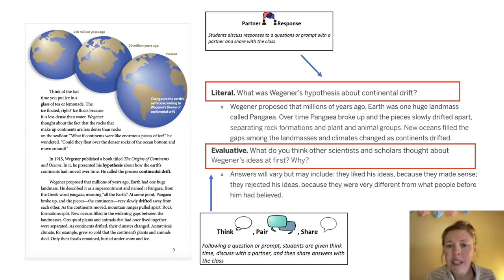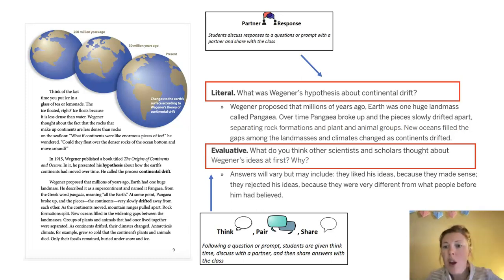In 1915, Wagner published a book titled The Origins of Continents and Oceans. In it, he presented his hypothesis. Remember, a hypothesis is an idea that has been suggested and may be true but has not yet been proven. So he presented his hypothesis about how the Earth's continents had moved over time. He called the process continental drift.